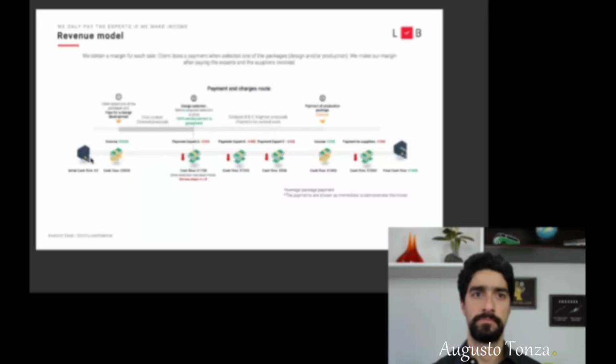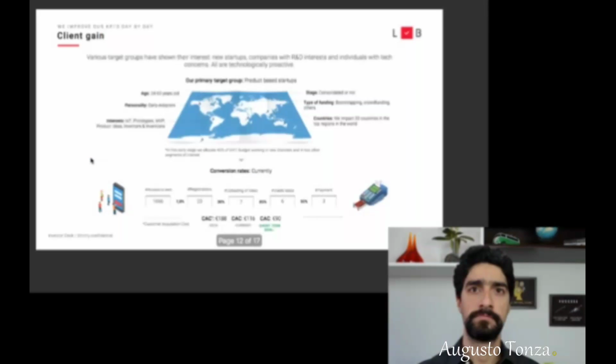In terms of payment, how the model works, I think I've explained this very briefly to you. I can go into depth a little bit more, but I think I'm going to skip this part. You can have a look at it yourself.